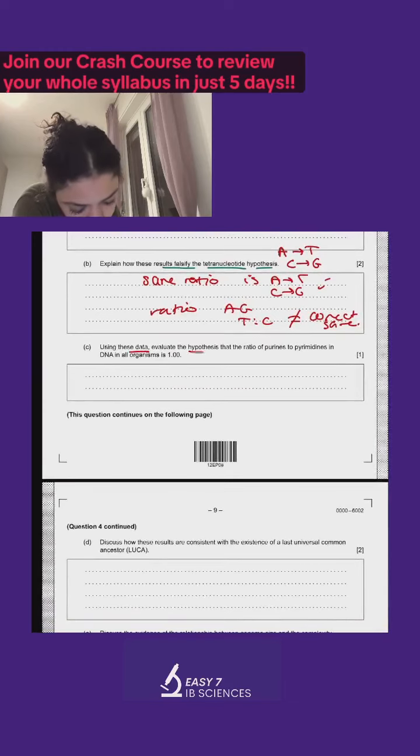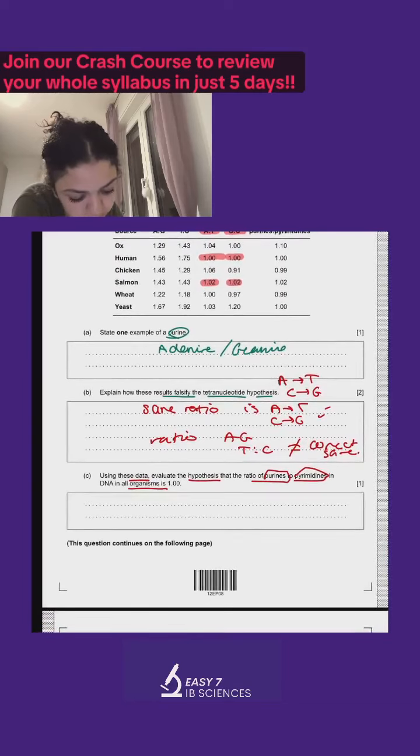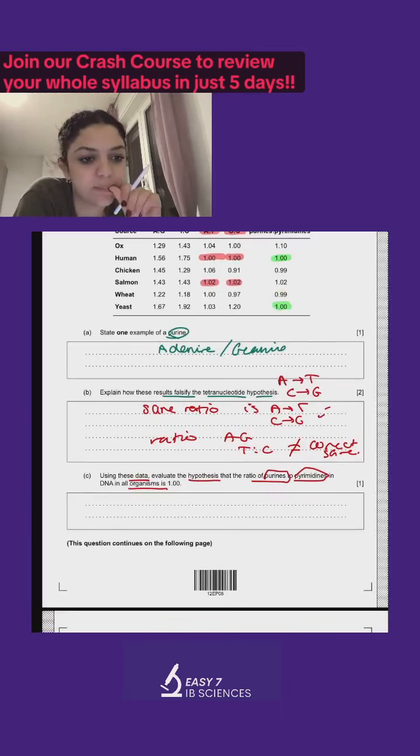Using the data, evaluate the hypothesis that the ratio of purines to pyrimidines in DNA in all organisms is 1. Is that true? Do we see that in all organisms that the ratio is 1? Oh, sorry, I circled the wrong one. Or is it only in some?